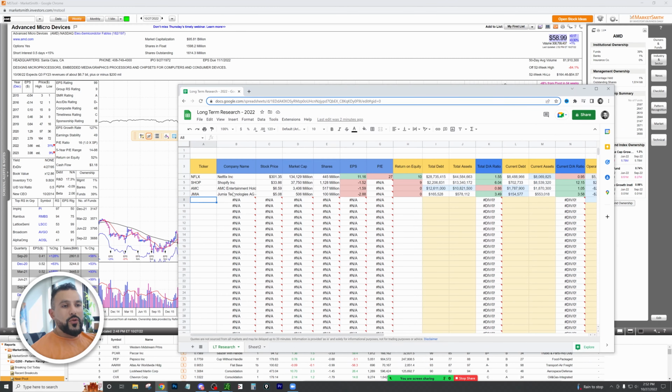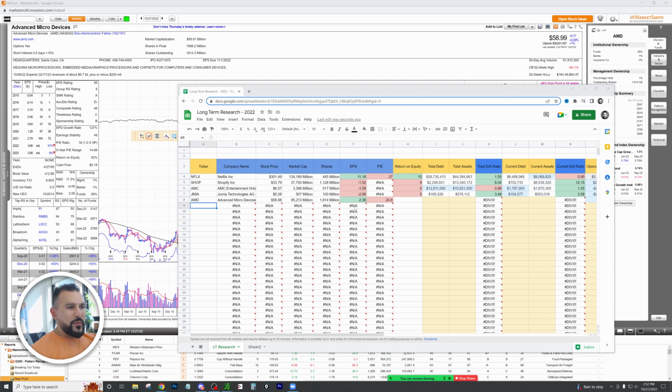So first and foremost, we're going to plug in AMD. Perfect, 59 bucks. Excellent. We got the shares. We can see the market cap right here, 95.8 billion. Perfect. We got our shares float, shares outstanding. All that information is given to us right here on MarketSmith. Excellent. So put all that information here.